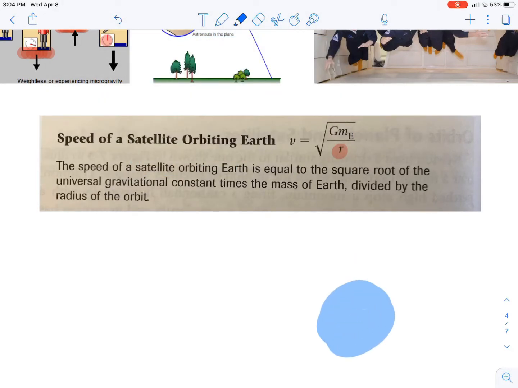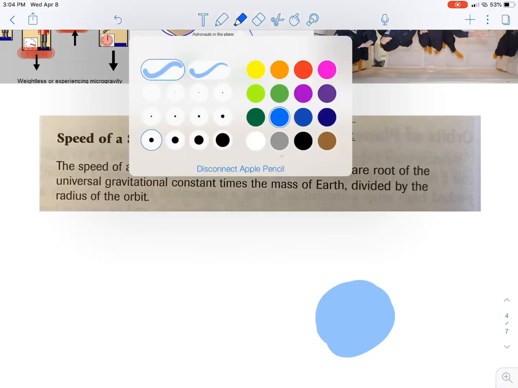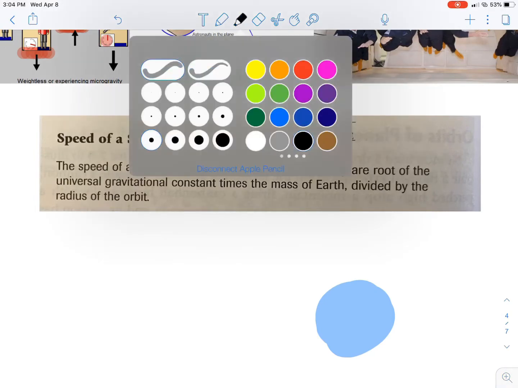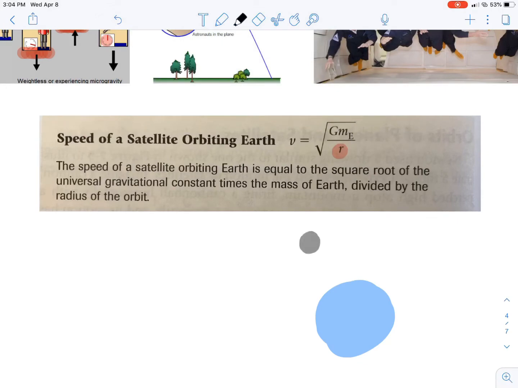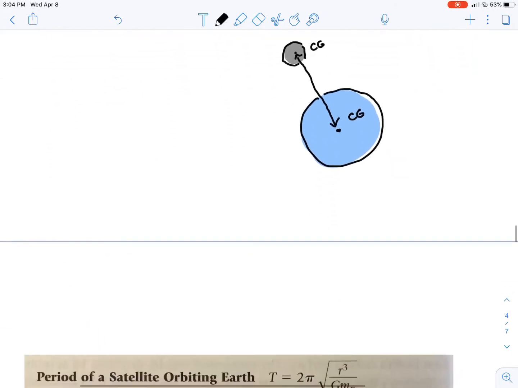You have the Earth, and you have a satellite that is orbiting it. Now, when we measure that distance, we always go to the center of gravity. So when they say the distance between, we're talking about the distance between the centers of gravity, not to the surface. So keep that in mind when we get to doing different problems, that you are not going to the surface, but from center of gravity to center of gravity. All right, let's move on.